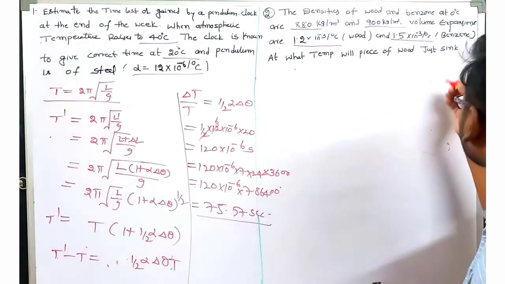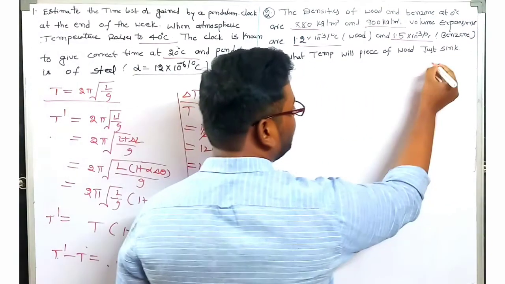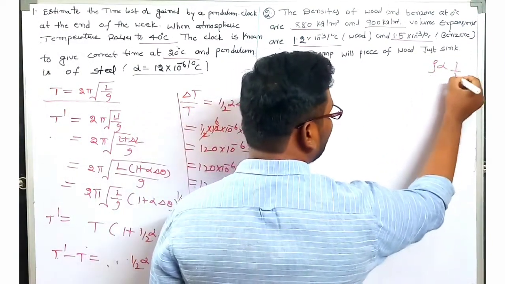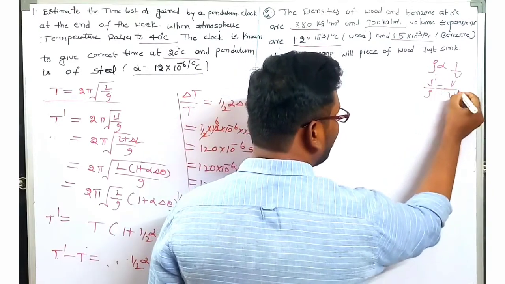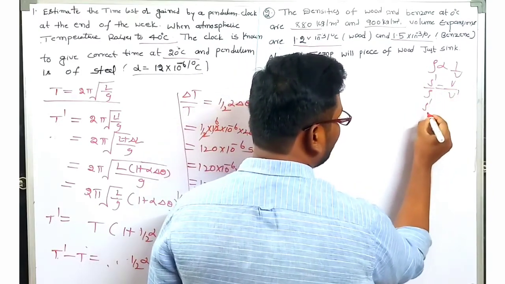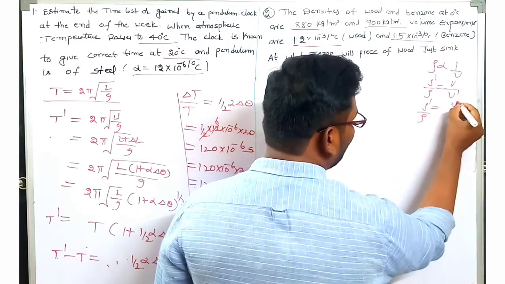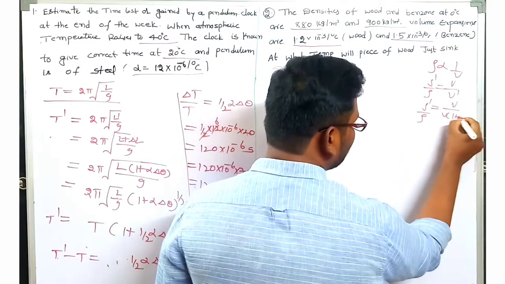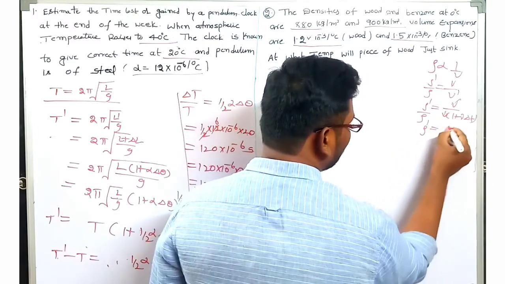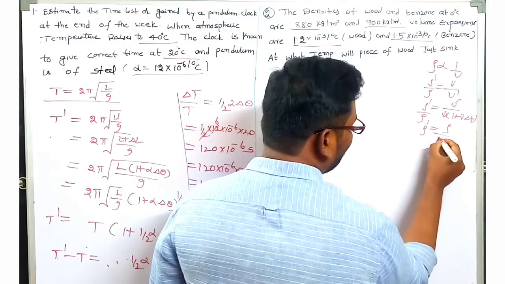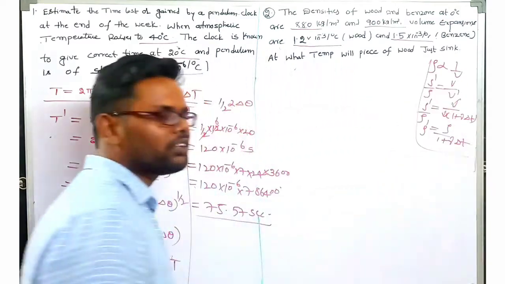So now take the density concept: density is inversely proportional to volume. That means rho dash by rho is equal to V by V dash. From that, rho dash by rho is equal to V by V into (1 plus gamma delta T). So things cancel out, and rho dash is equal to rho by (1 plus gamma delta T), right? So like this.